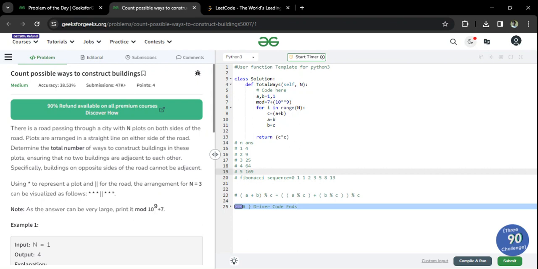Today we are at problem of the day 5 for the January month, Geeks for Geeks. Again, we have a very interesting question in front of us. It's a medium level question. The title is count possible ways to construct building.